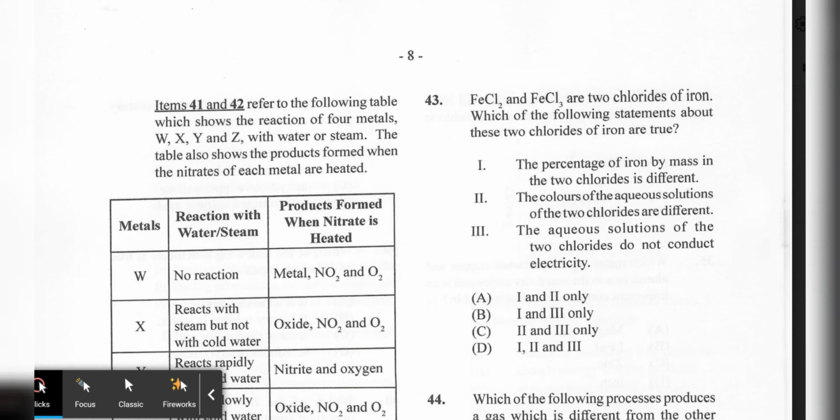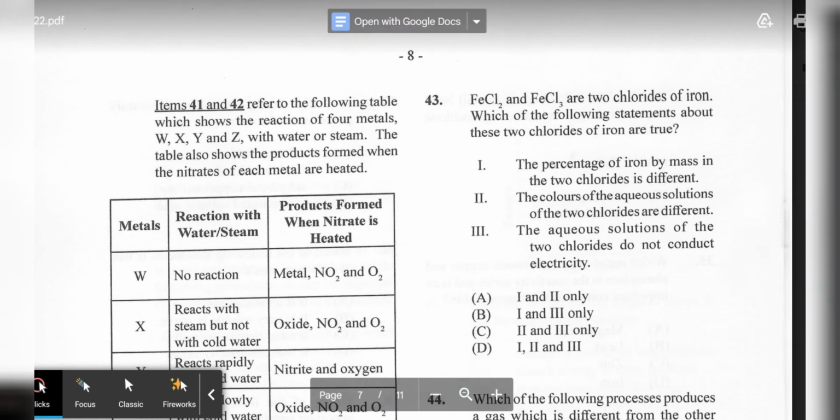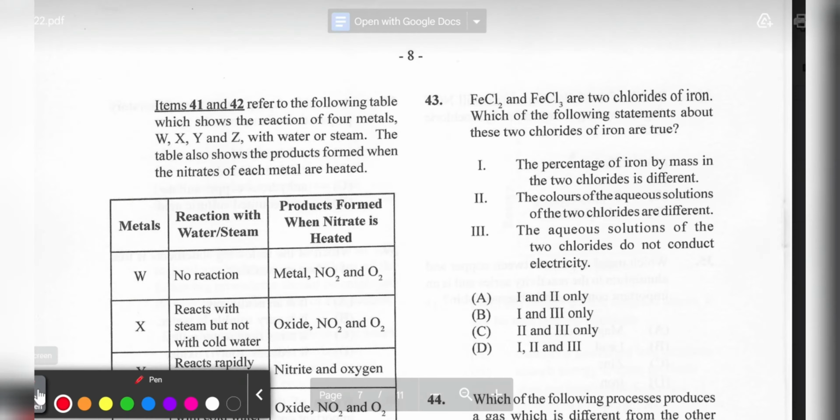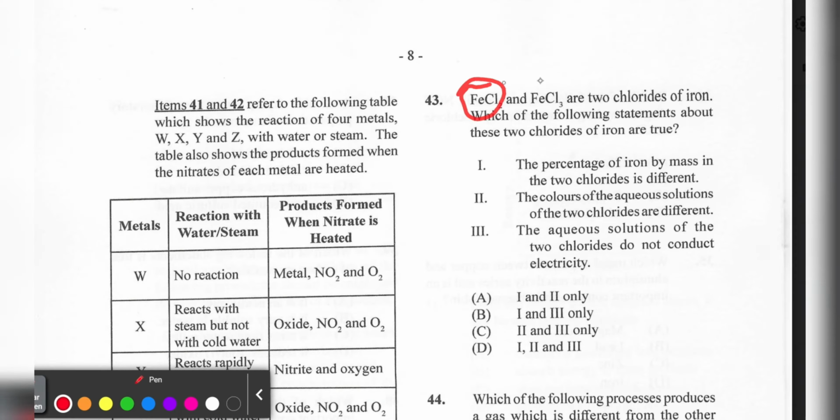Now, the percentage of iron by mass in the two chlorides is different. How do you work out the percentage? You have to work out the molar mass of each of these species, and then look at the mass of iron in the total mass. So it's 56 over the total mass here and 56 over the total mass here. Clearly there are more chlorines in one of them, so the percentage of iron in those two substances would be different. So our answer is 1 and 2.